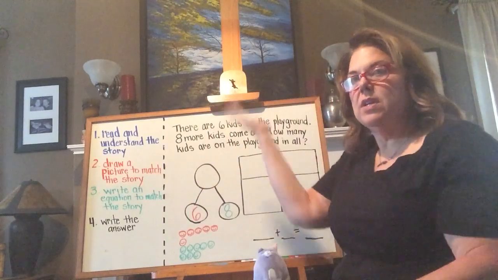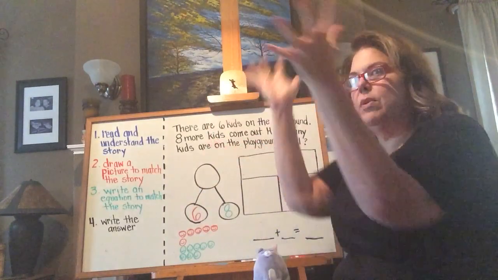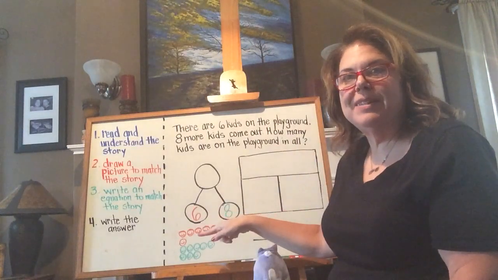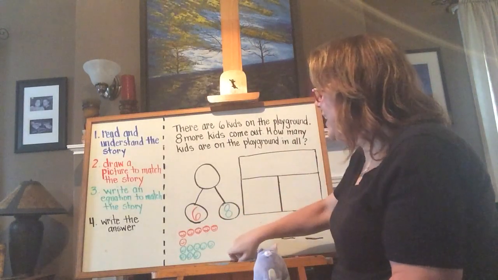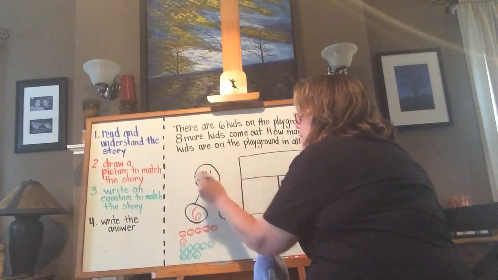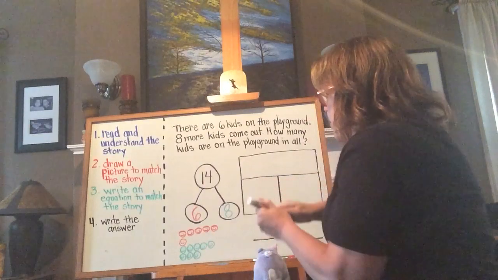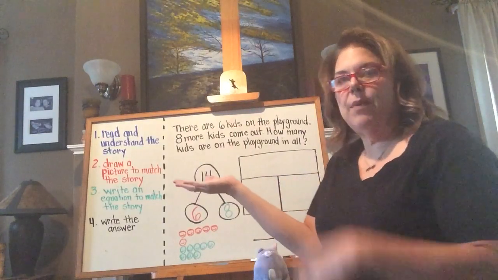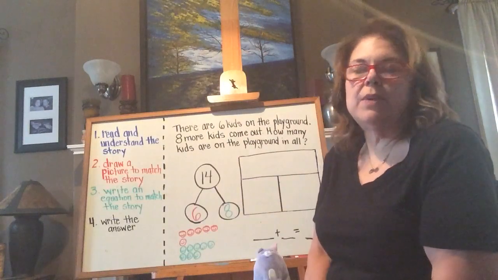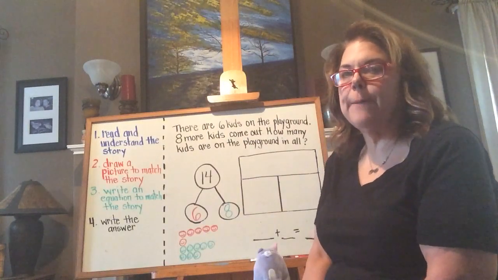And then we need to find out what the whole number is. When we took that 6 and we took the 8 and we put it all together, what was our whole number? Do you remember? Yeah, 14. Good. So our 14 is our whole number. So we have our 2 parts and our whole. So we take 6 and we take 8 and we put it together, that gives us the number 14. We know there's 14 kids on the playground.